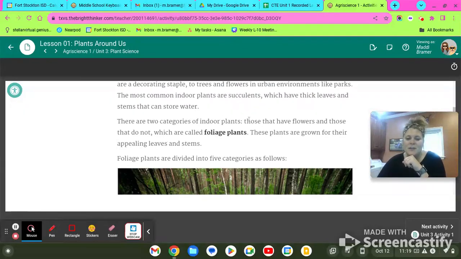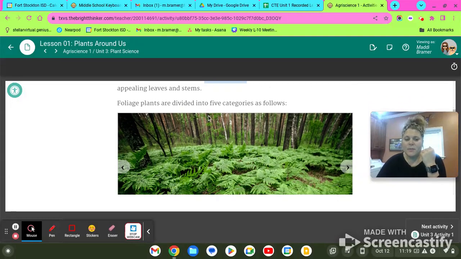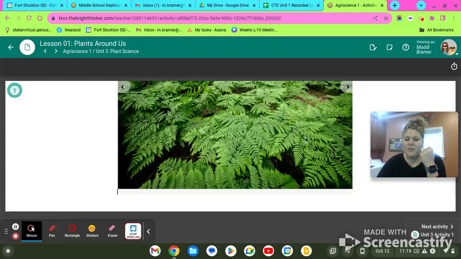So there's two categories of indoor plants, those with flowers and those that are just greenery. We call that foliage. And so that's one of your vocab words. Make sure you know that foliage equals greenery. So they have leaves and stems. Or they're known for their appealing leaf stems. And there's different categories. There's 5 categories.